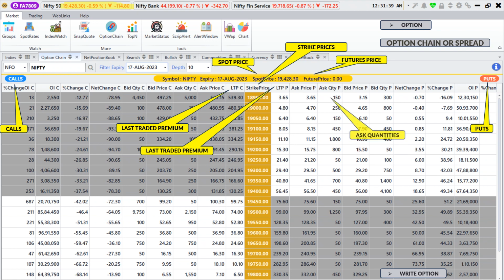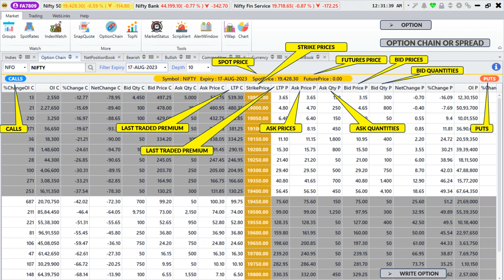The ASK-T and ASK price columns on either side of the calls and puts denote potential sellers seeking selling quantities and selling prices, respectively. The BID-T and bid price columns on either side of the calls and puts denote potential buyers seeking buying quantities and buying prices, respectively.